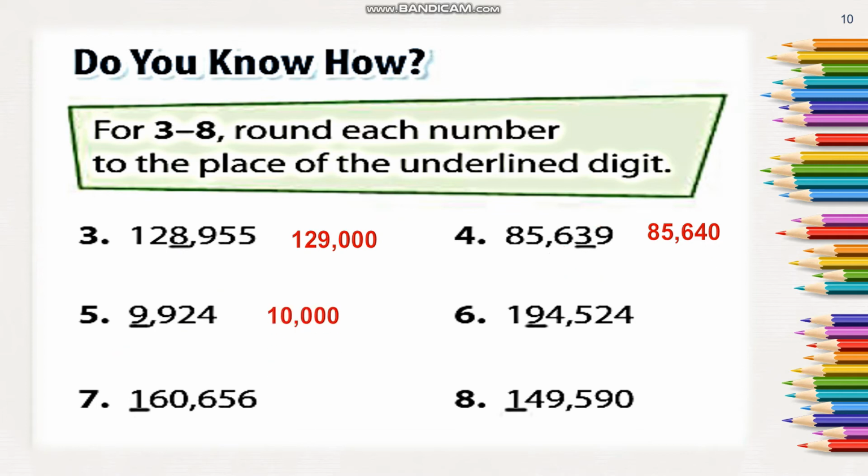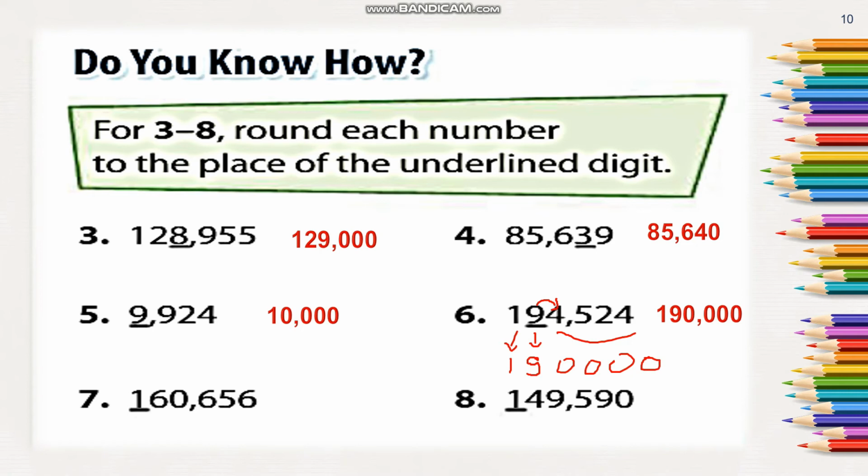Question number 6. The underlying digit is 9. It is followed by 4. So if it is followed by 4 or less, just ignore, or you just simply copy the underlying digit. No need to add 1. So we need to copy 9 and the rest of the digits to its right, you just simply change into zeros and the digit to its left, you just copy. So the answer is 190,000.